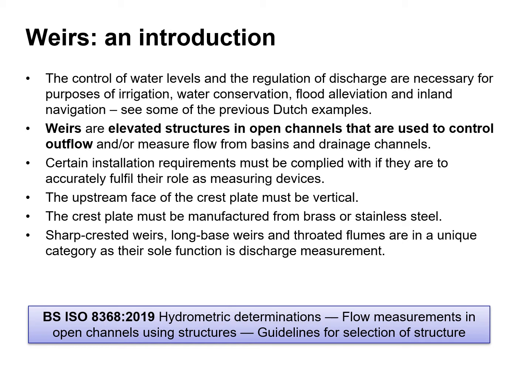Weirs are elevated structures in open channels that are used to control outflow and/or measure flow from basins and drainage channels. Certain installation requirements must be complied with if they are to accurately fulfil their role as a measuring device. The upstream face of the crest plate must be vertical, and the crest plate must be manufactured from brass or stainless steel. Sharp crested weirs, long base weirs and throated flumes are a unique category as their sole function is discharge measurement. And if you look at BS ISO 8368:2019, you can look at some examples of the application of hydrometric determinations, flow measurements in open channels using such structures.